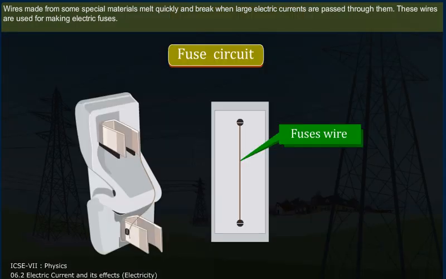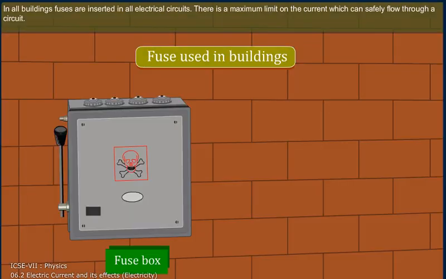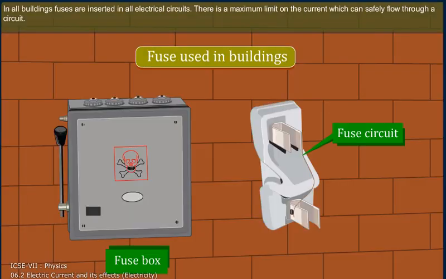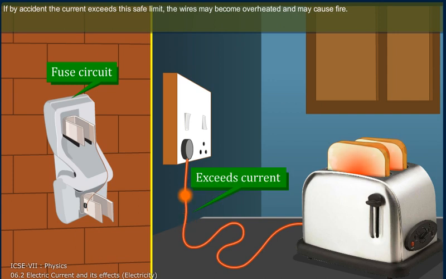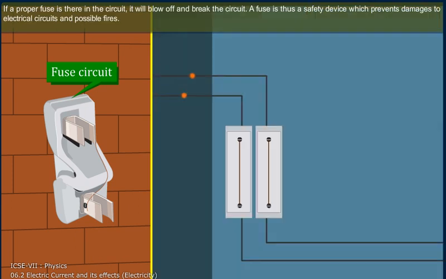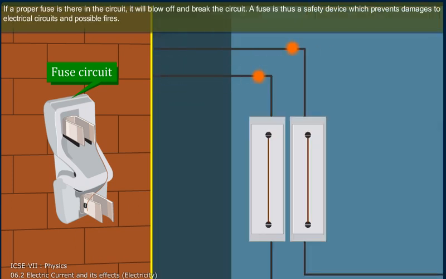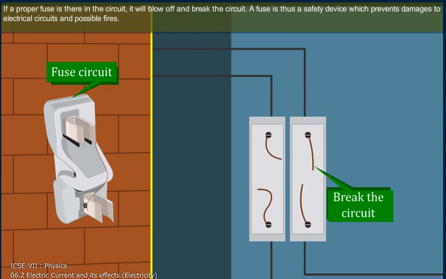These wires are used for making electric fuses. In all buildings, fuses are inserted in all electrical circuits. There is a maximum limit on the current which can safely flow through a circuit. If by accident the current exceeds this safe limit, the wires may become overheated and may cause fire. If a proper fuse is there in the circuit, it will blow off and break the circuit. A fuse is thus a safety device which prevents damages to electrical circuits and possible fires.